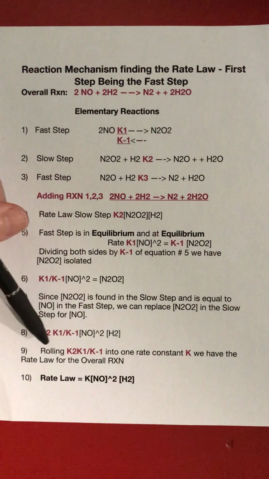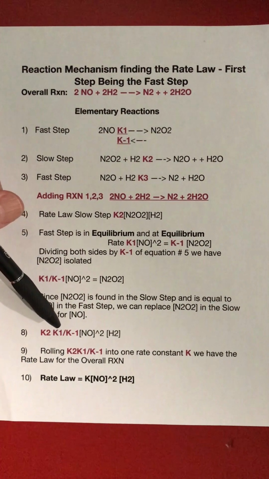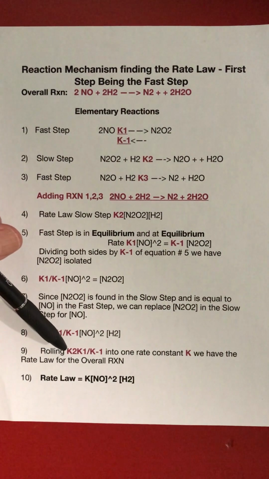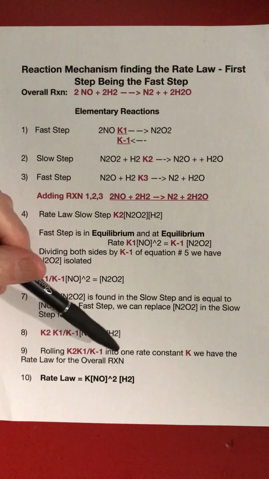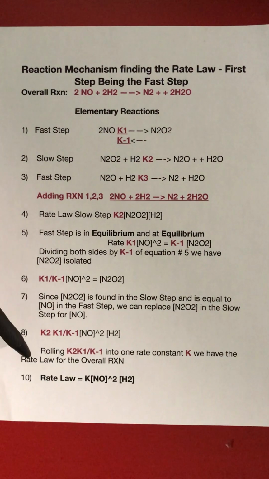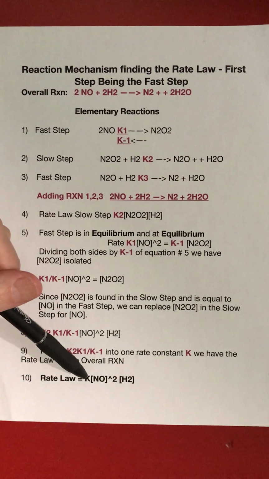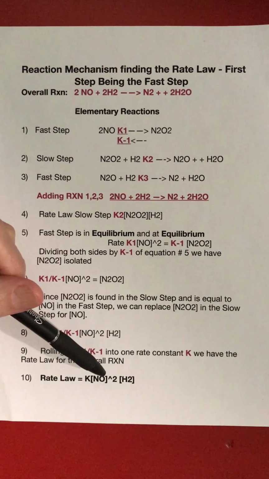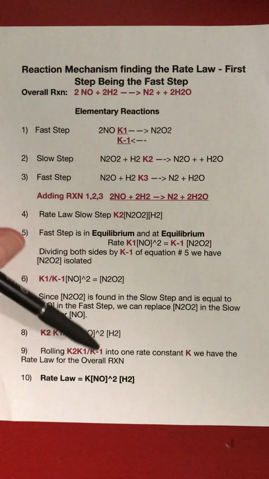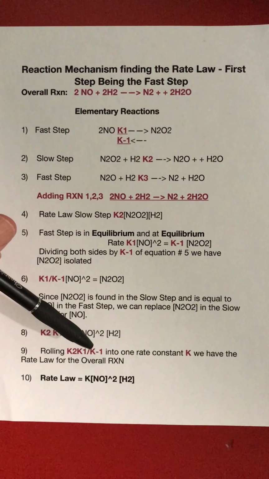Now let's just clean these rate constants up. We can take this jumble of rate constants and just make it one simple rate constant K. So in number 9, rolling K2 times K1 divided by K minus 1 into one rate constant K, we have the rate law for the overall reaction. And number 10 tells us exactly what it is. The rate law equals K times the concentration of NO raised to the power of 2 times the concentration of H2. And you notice that H2 is found in the overall reaction and NO is found in the overall reaction. So we're in good shape. So we just found the rate law for this reaction mechanism.